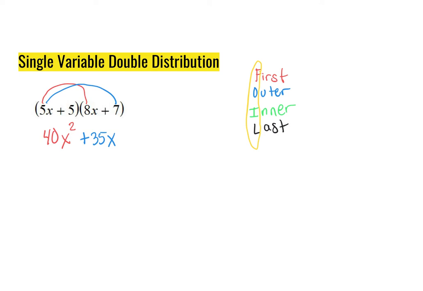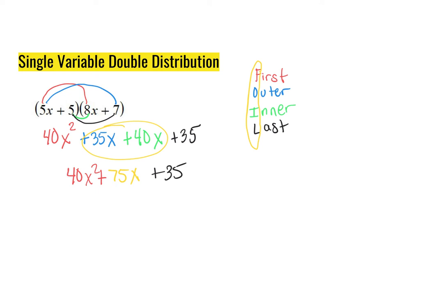Then the inners, so 5 times 8, again, 40. X comes along. And then the last, 5 times 7, 35. And then we're going to combine the like terms. So this 35 plus 40, these are alike. So that would give me 75x. That was a positive 75 and then plus 35. Okay, so this would be my term.